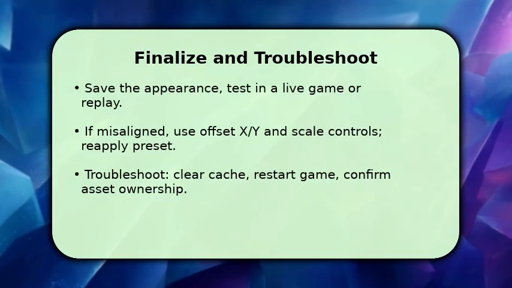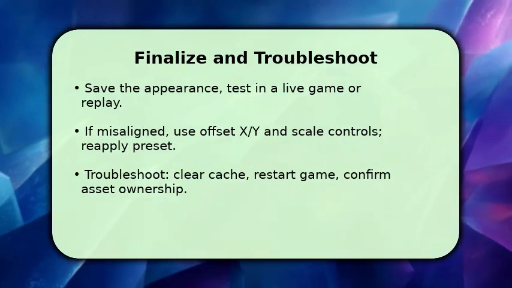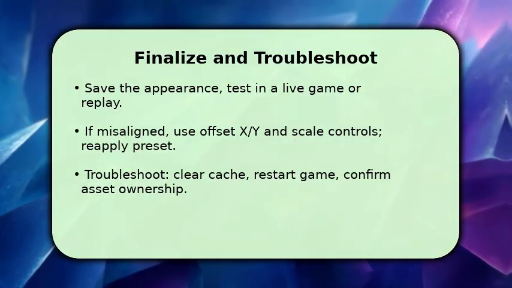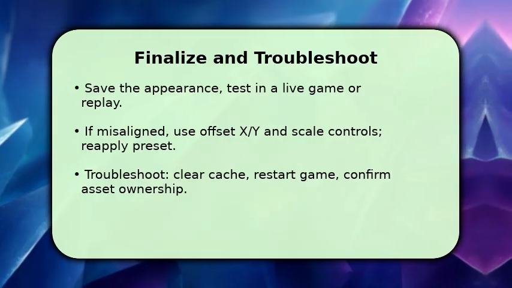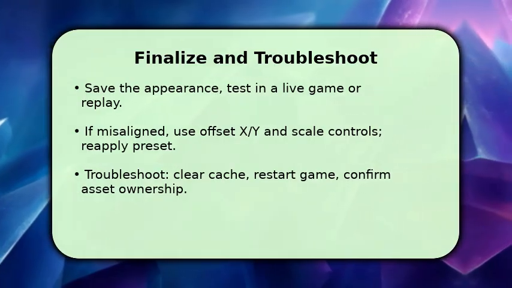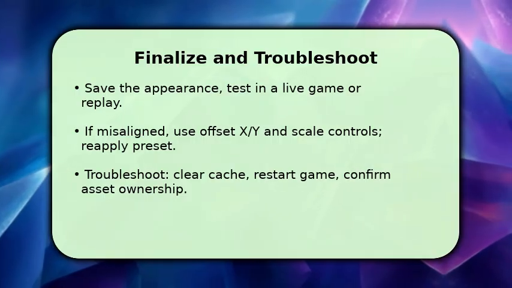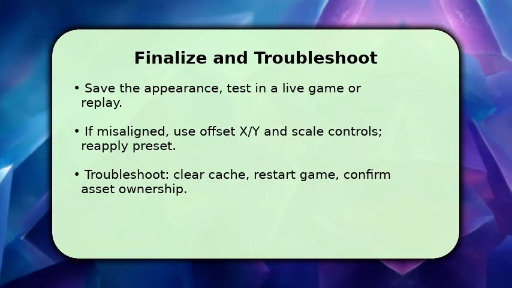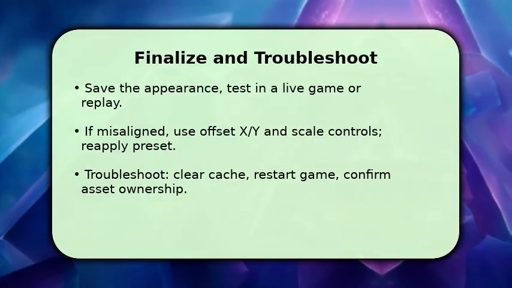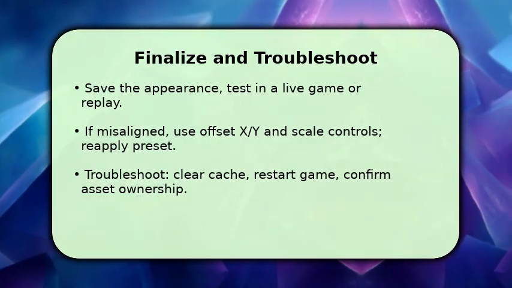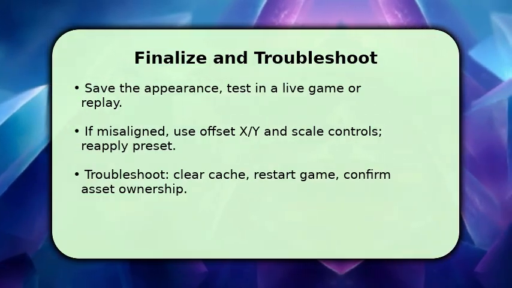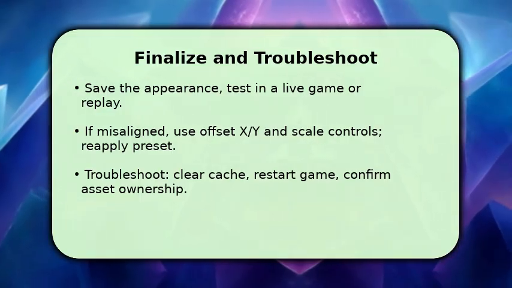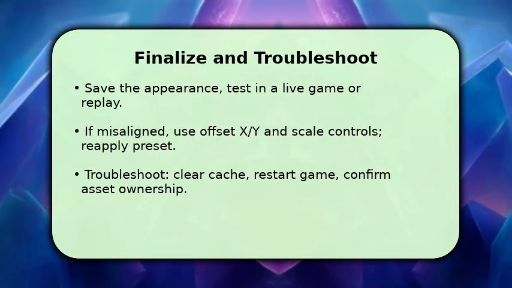Finish by saving your appearance and testing the Dragon Eyes in a live game or replay to verify animation and alignment. This confirms the effect holds under gameplay conditions. If you notice misalignment, use offset X/Y and scale controls to fine-tune placement, and then reapply the preset to lock changes. If the eyes fail to appear, clear the game cache, restart 2K25, and double-check that the asset is owned. This common fix restores missing cosmetic items quickly.